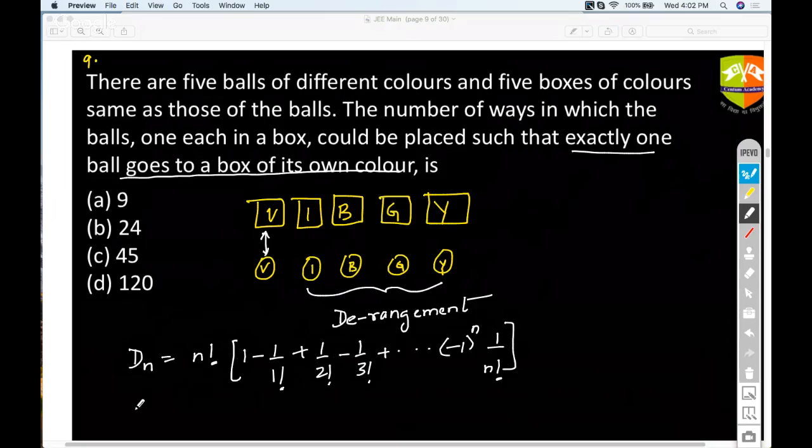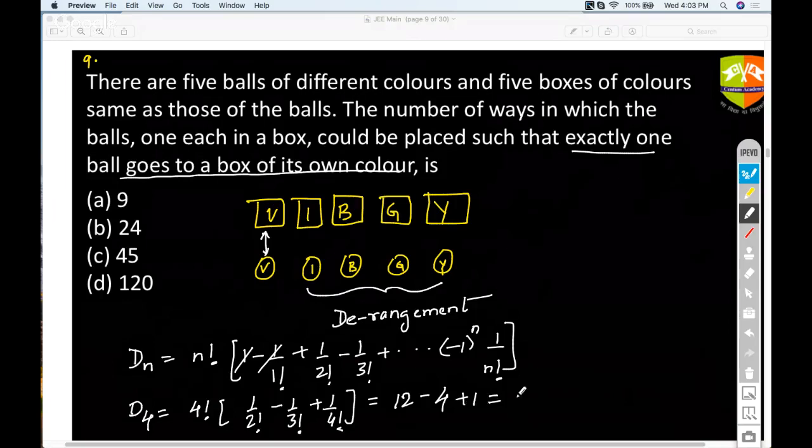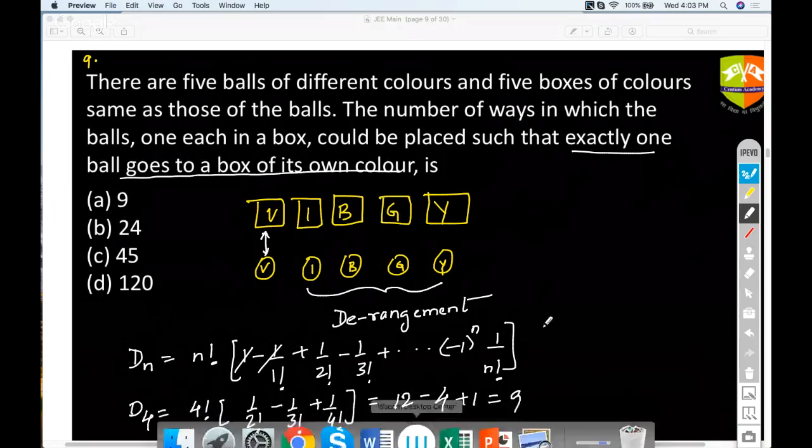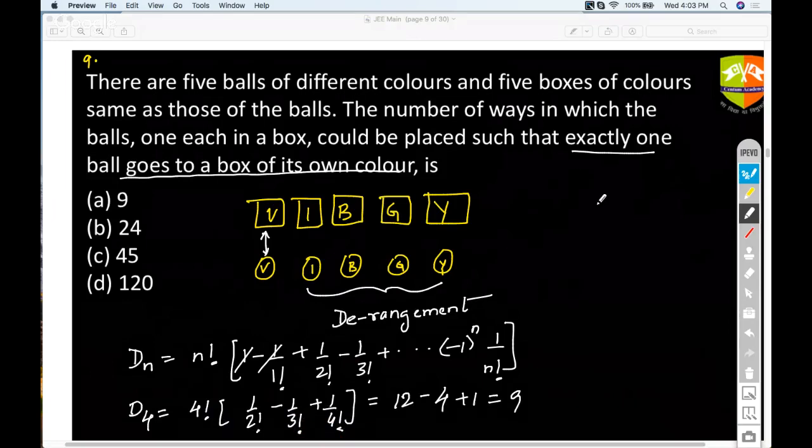So these four balls can be deranged in this way. The first two terms will get cancelled, so 1 by 2 factorial minus 1 by 3 factorial plus 1 by 4 factorial. That's going to be 12 minus 4 plus 1, that's going to be 9 ways. Correct? Now for each of these balls, there are 9 ways to derange the others. So your answer is going to be 5 times 9, that's going to be 45. Option C is correct.